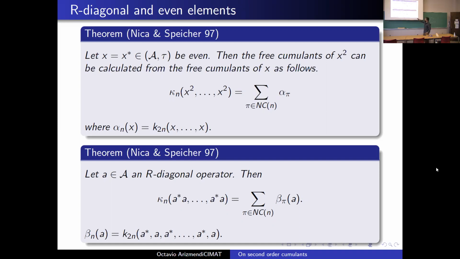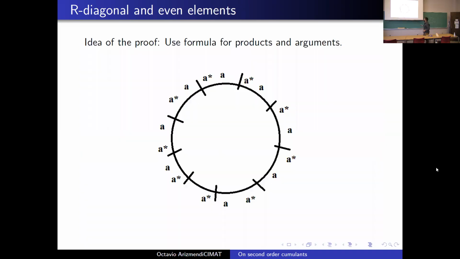And the nice thing is that this is a really nice formula. It's just like the moment-cumulant formula. And the idea of the proof is just this formula for products as arguments. The formula for products as arguments says that if you want to calculate the cumulant of a product, then you always need to join all of these guys. There's one sequence where there's just one a star without an a.